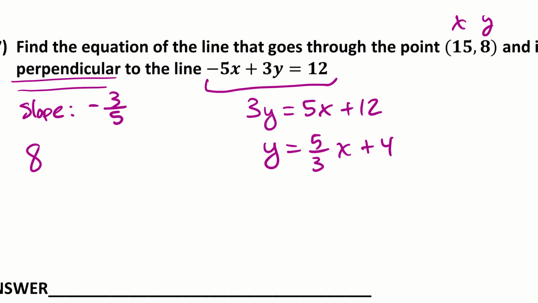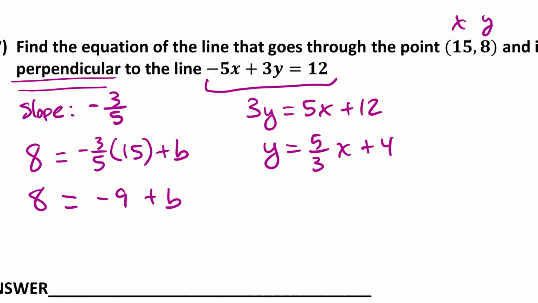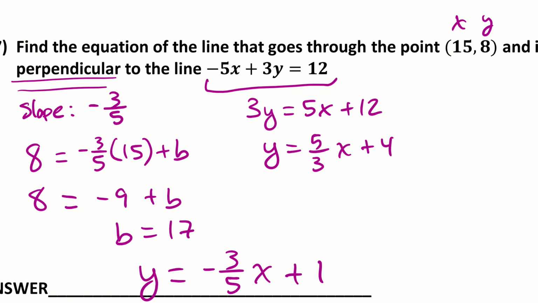I'm going to write y, which is 8, equals m, my slope of -3/5, times x, and then plus b. If I multiply those values, let's see, 15 divided by 5 is 3, times a -3 is -9 plus b, and that's what 8 is. And if I add 9 to both sides, I get that my y-intercept b would have to be 17. So my equation should be y is equal to -3/5 times x plus 17.